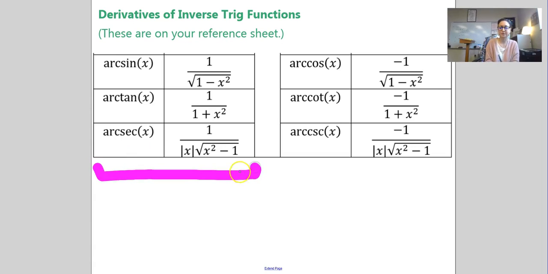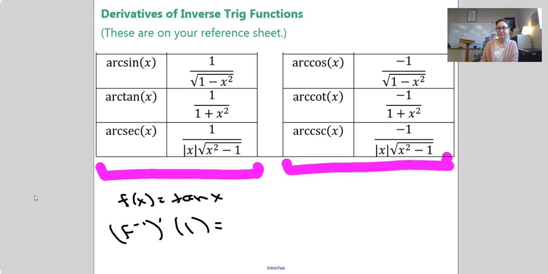These were the first 3 we did. Notice all positives for their derivatives, right? These were the last 3 we did, and notice that they all start with a negative, very similar to the regular trig, right? If my original trig function started with a c, the derivative started with a negative.